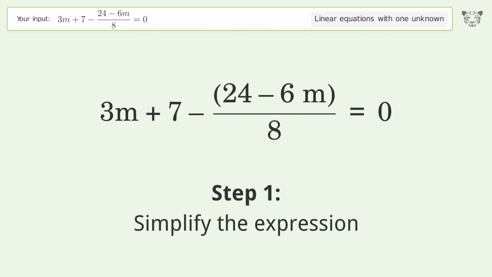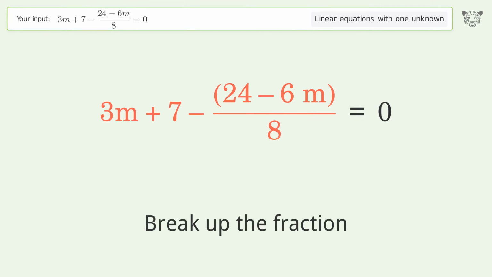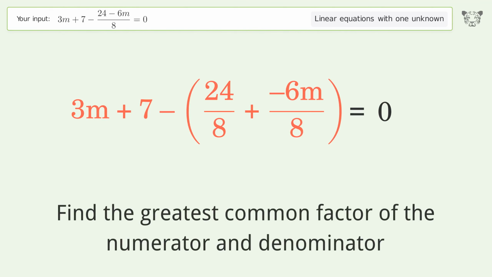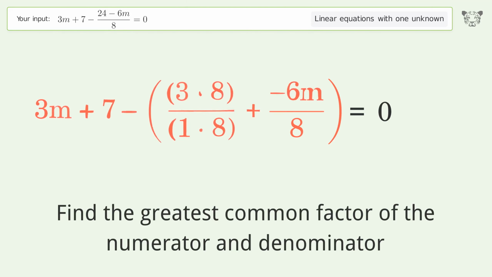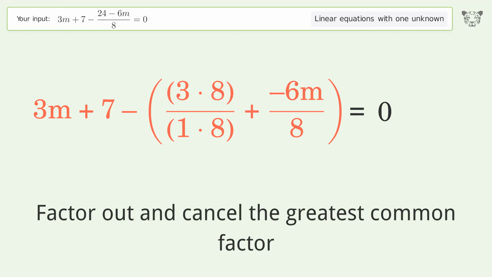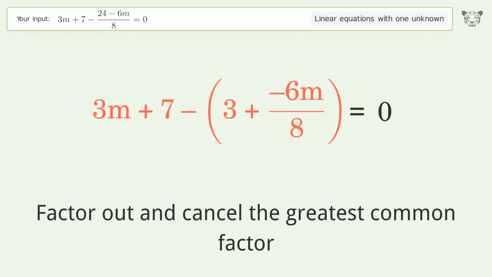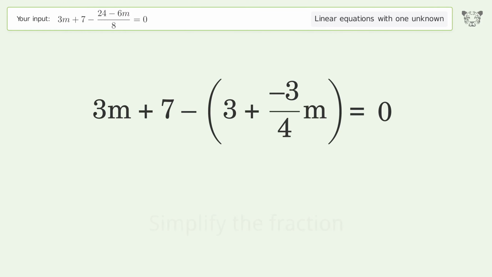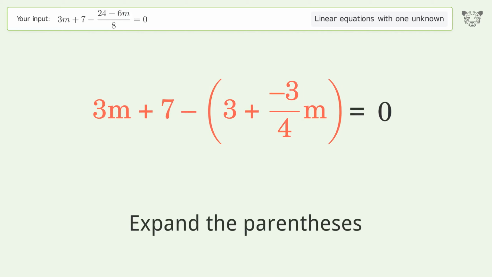Simplify the expression. Break up the fraction. Find the greatest common factor of the numerator and denominator. Factor out and cancel the greatest common factor. Simplify the fraction. Expand the parentheses.